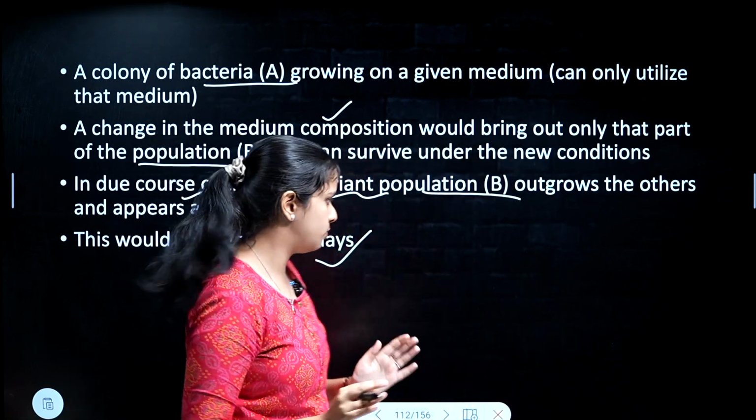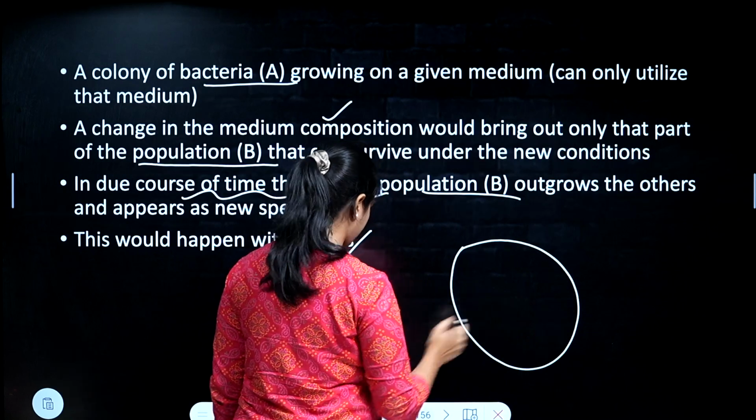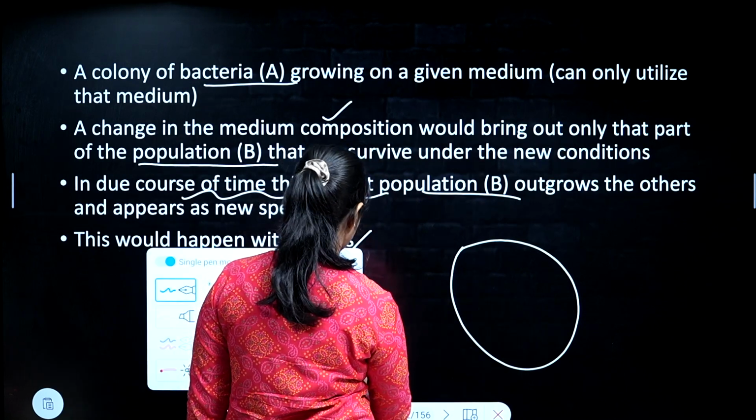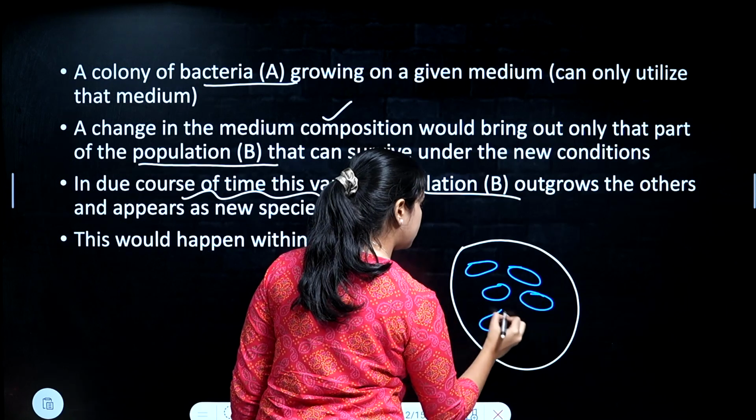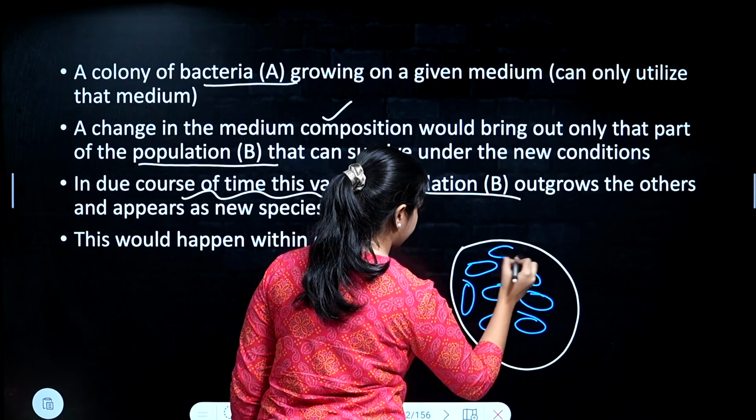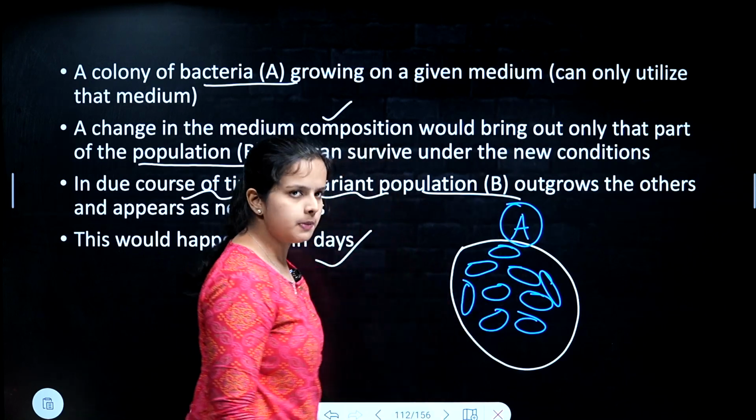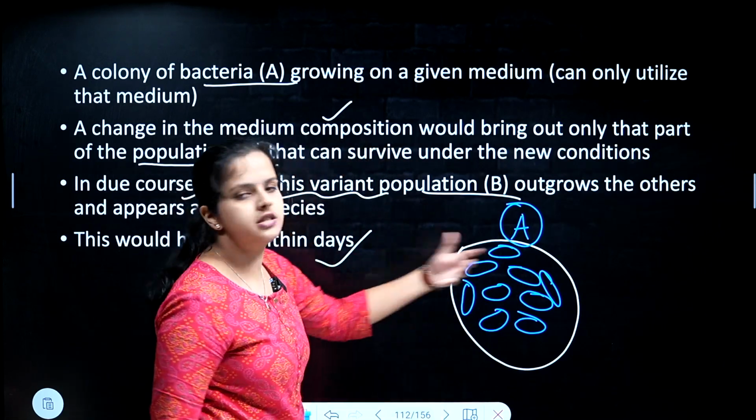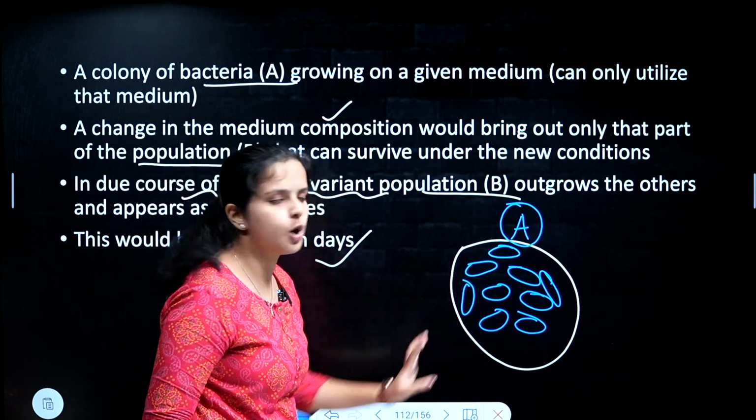So I hope you understood what I'm doing. I'm basically taking a medium and growing bacteria in it. So these are bacteria. I'm growing a particular type of bacteria known as A in a particular medium. Then what I did was I changed the medium composition. The same bacteria is living, but I changed the medium composition a little.